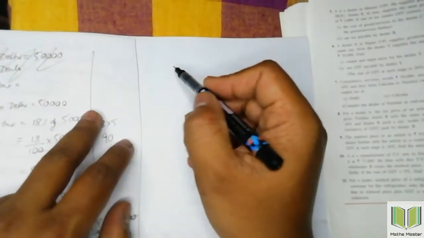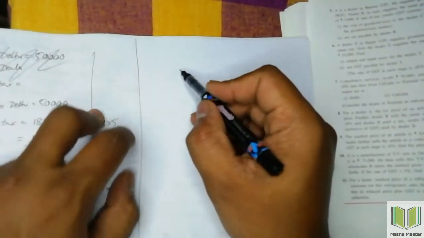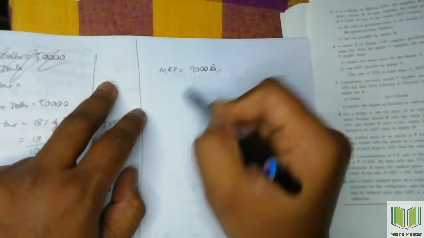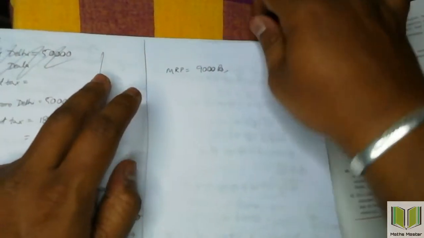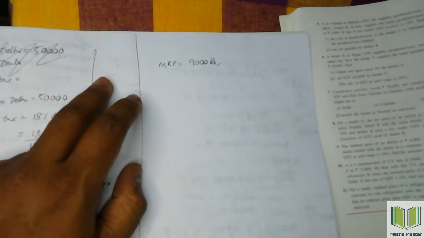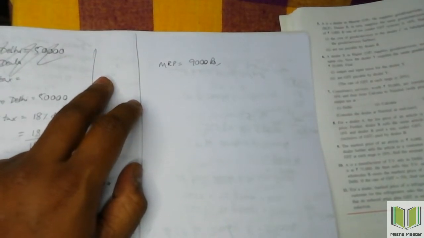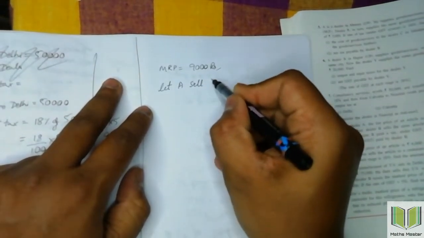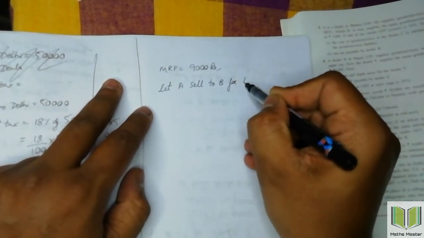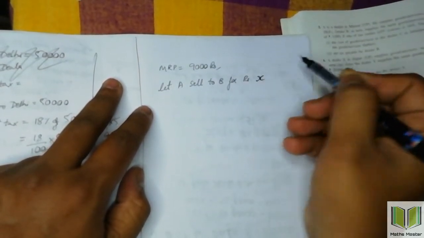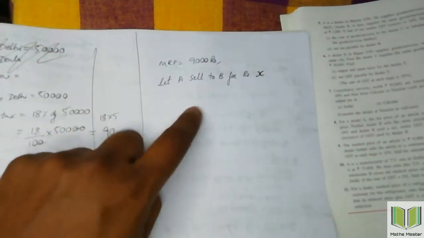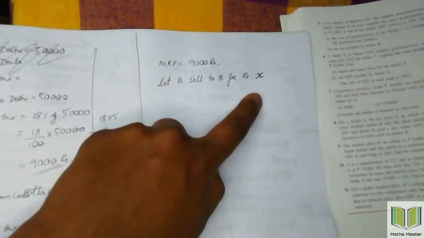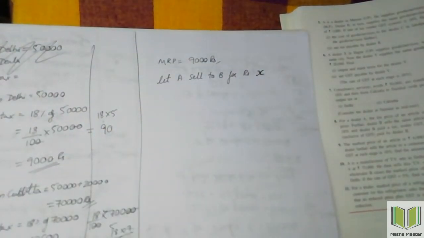For dealer A, the list price of an article, so the list price or MRP in other terms, is equal to 9,000 rupees. He is selling it to dealer B at some lower price, which we don't know yet. So let's assume A sells to B for rupees X. That means the cost price of the item for B will be equal to X, which we do not know.